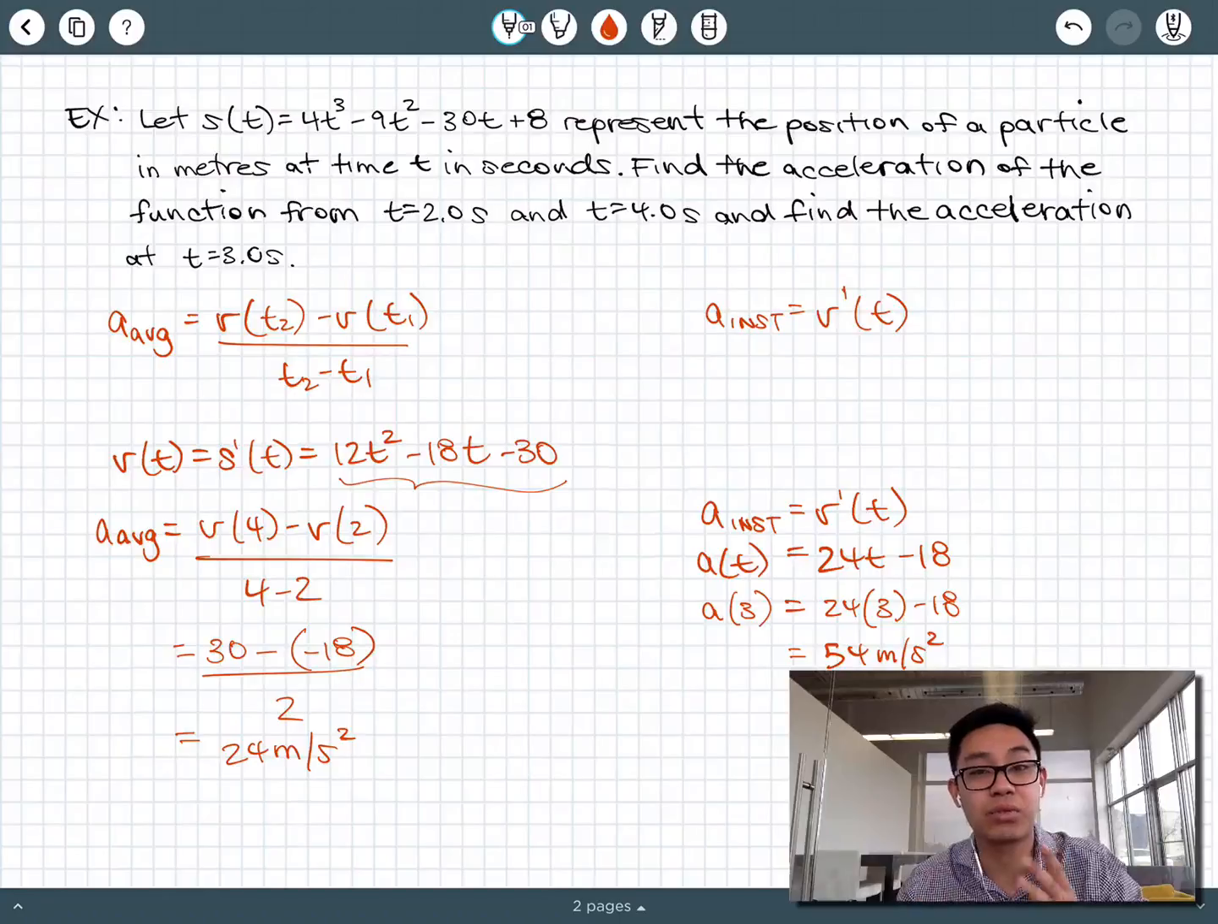So that's the difference between an average rate of change and an instantaneous rate of change. Notice, you'll want to be noticing the 2 points in time versus the 1 point in time.